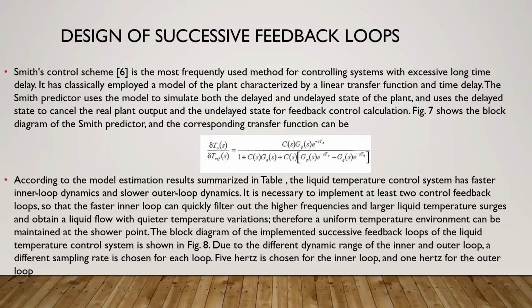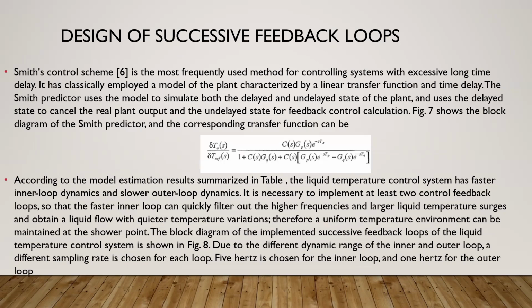According to the model estimation results summarized in the table, the liquid temperature control system has faster inner loop dynamics and slower outer loop dynamics. It is necessary to implement at least two control feedback loops so that the faster inner loop can quickly filter out the higher frequencies and larger liquid temperature surges and obtain a liquid flow with quieter temperature variations. Therefore, a uniform temperature environment can be maintained at the shower point.